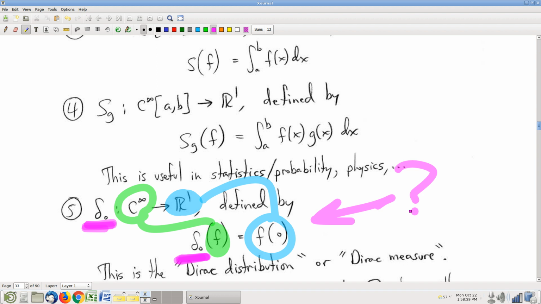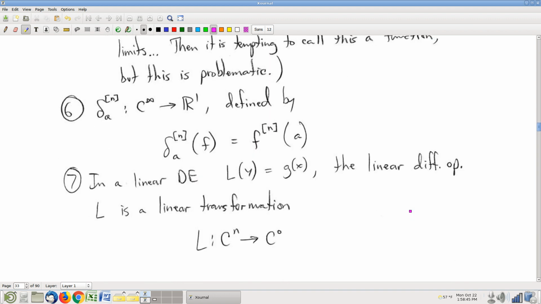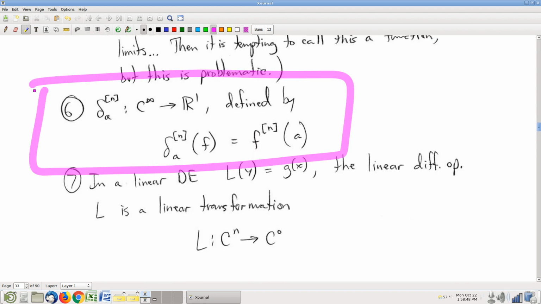Okay. Yeah, question? Does the same apply if you plug in a different number? Yes, it does. You can plug in any value. In fact, that's sort of my next example down here. Not only can you plug in any number, you can even, as part of your linear transformation, take derivatives and then plug in any number. Absolutely.